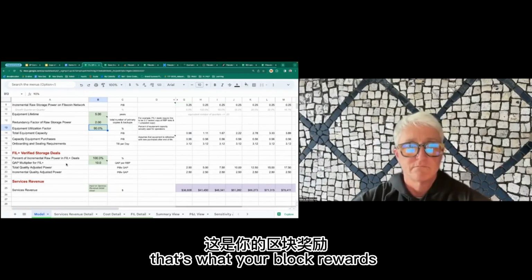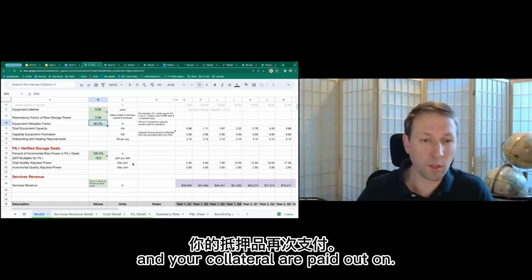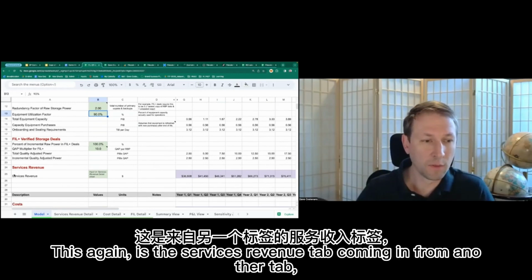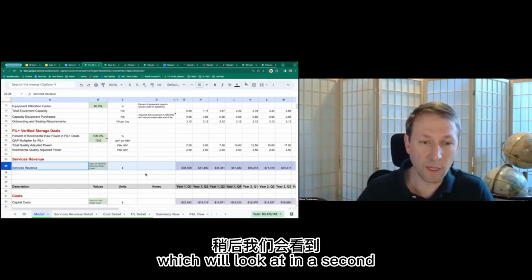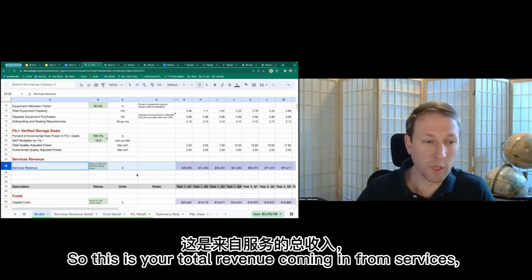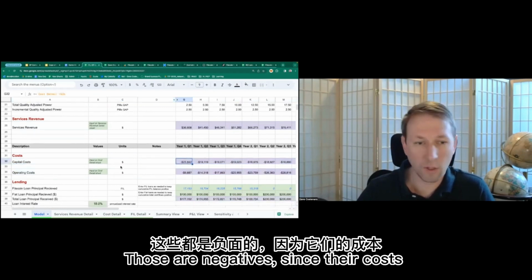So Fill Plus will show your QAP. That's what your block rewards and your collateral are paid out on. This again is the services revenue tab coming in from another tab, which we'll look at in a second. So this is your total revenue coming in from services. Capital costs and operating costs coming in from another tab. Those are negative since they're costs.